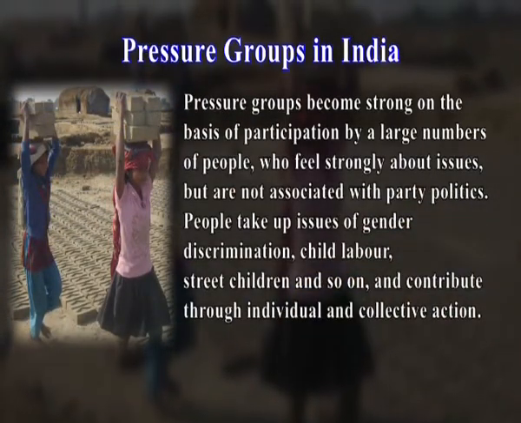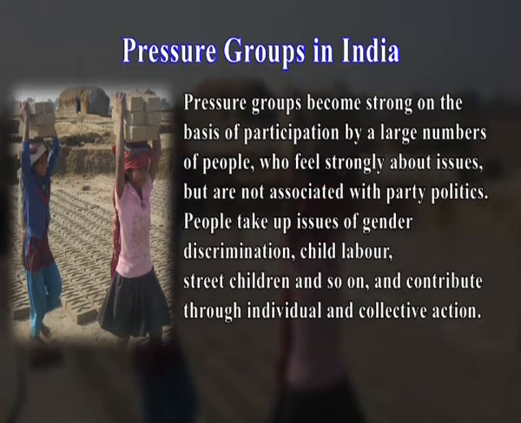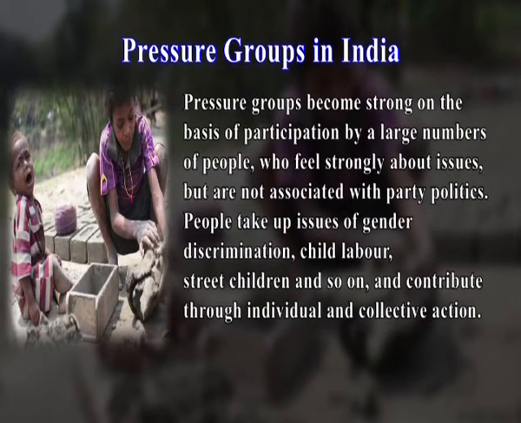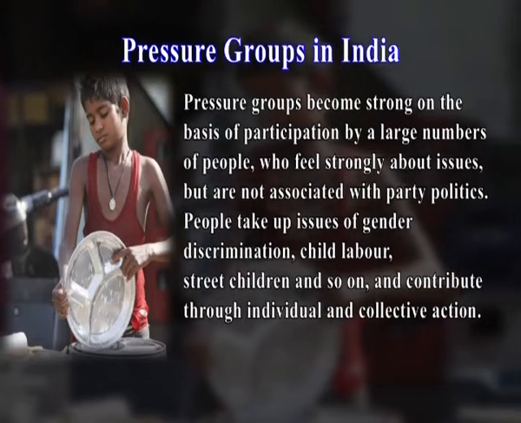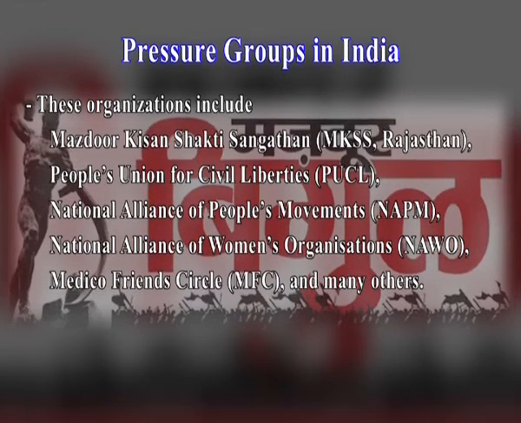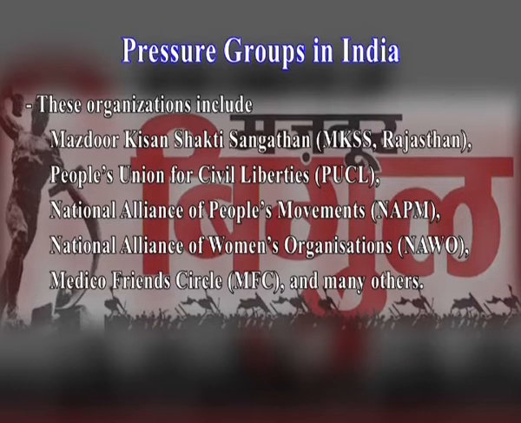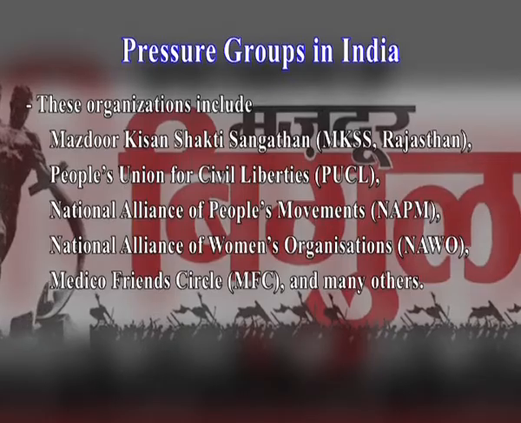Pressure groups become strong on the basis of participation by a large number of people who feel strongly about issues, but are not associated with party politics. People take up issues of gender discrimination, child labor, street children and so on, and contribute through individual and collective actions. Such organizations are able to mobilize public opinion because different issues are relevant to many people in society, and these organizations include Mazdoor Kisan Shakti Sangathan, which is in Rajasthan, People's Union for Civil Liberties, National Alliance of People's Movement organization, and Medico Friends Circle and many other organizations.